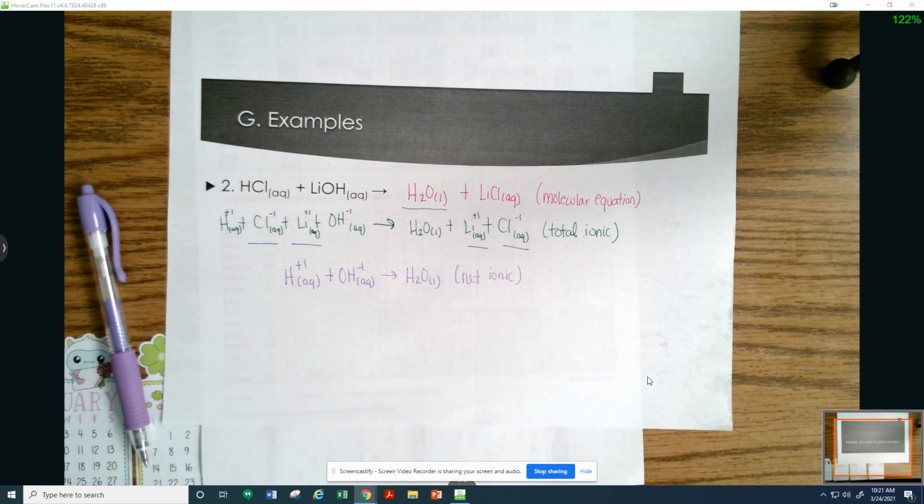If you have any questions about net ionic, again, identify any questions through email or save those for a Google Meet, and I will gladly address any points of concern.